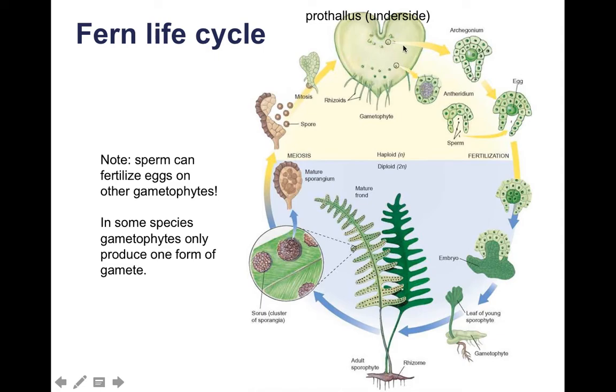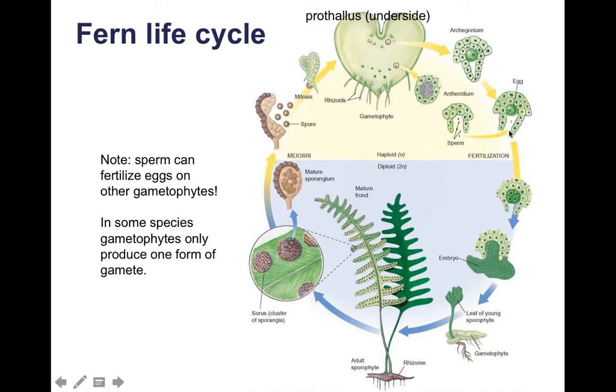And so the archegonium is going to produce the egg. The antheridium is usually down at the point of the heart, and these are going to produce the sperm. The sperm are flagellated and they will have to swim to the egg for fertilization. This is showing fertilization on the same gametophyte, but again, this can occur between gametophytes.